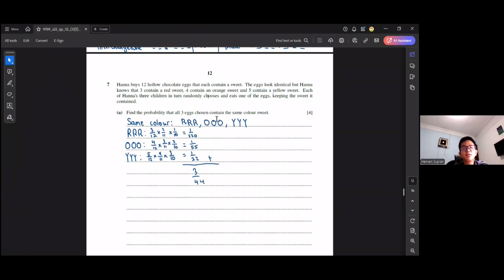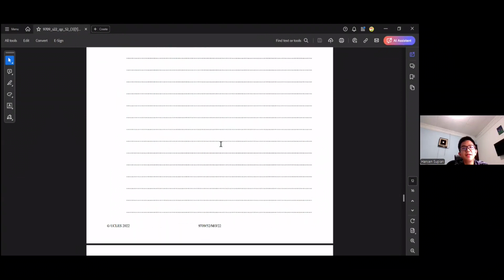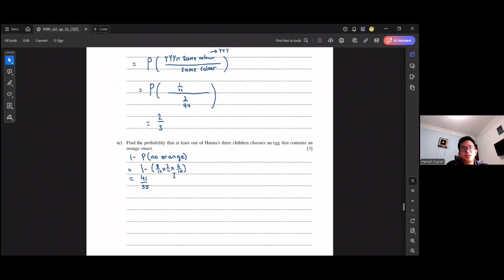So 8 over 12. And then 7 over 11, because there are 3 children, they take 1 by 1, right? Times 6 over 10. But remember that we have to do 1 minus the probability of no orange, so that it confirms there's an orange sweet, right? So then the calculation will be 41 over 55.